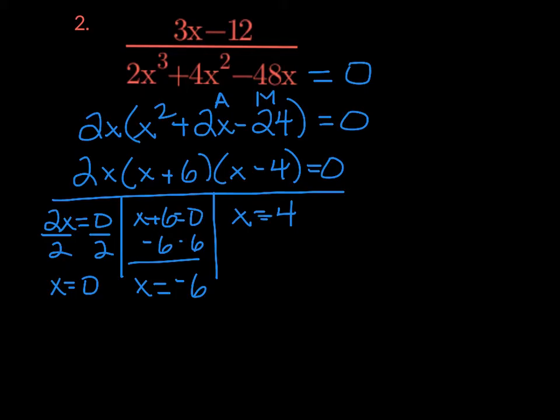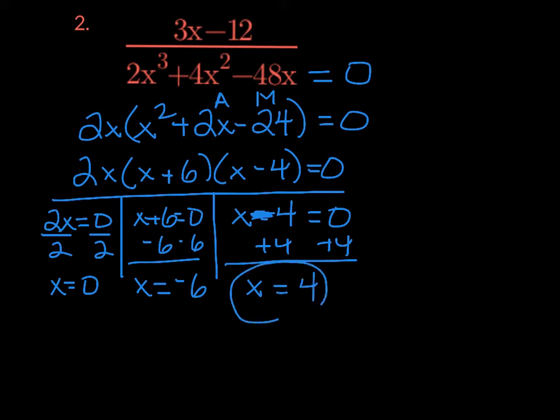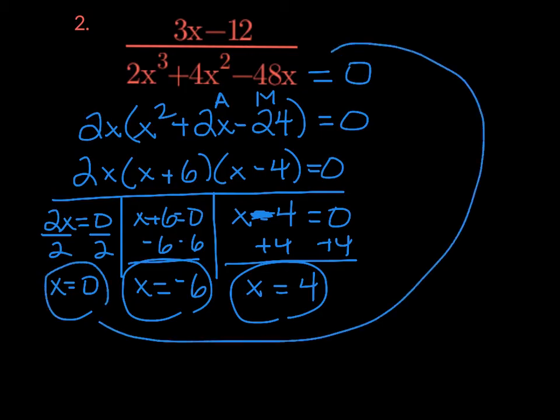Oops, and I made a mistake here. This should be x minus 4, sorry, equals 0. So I'm going to add 4 to both sides to get x by itself. So in this case, I have 3 values of x, all 3 of them, if I were to plug them, obviously one at a time, back into the denominator. These 3 values will make the denominator equal to 0, which makes the fraction undefined.